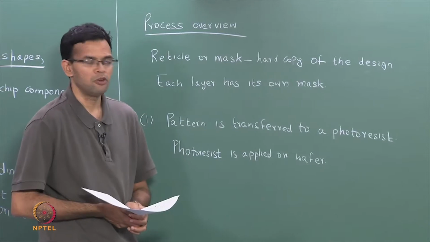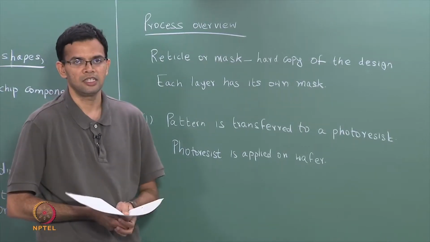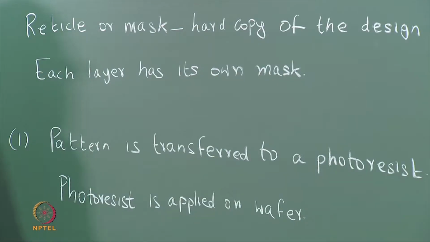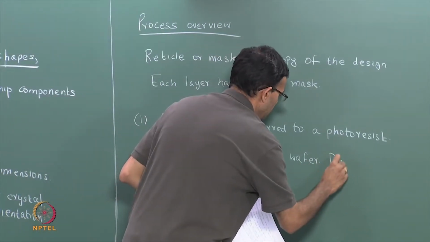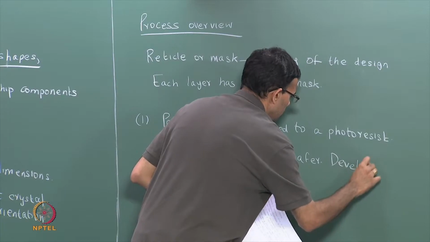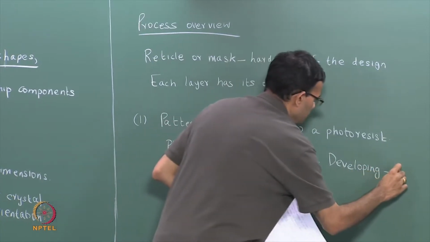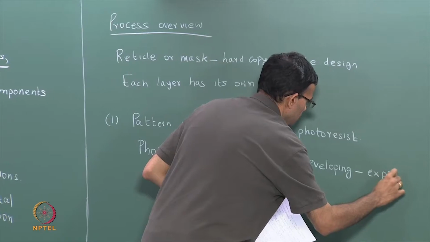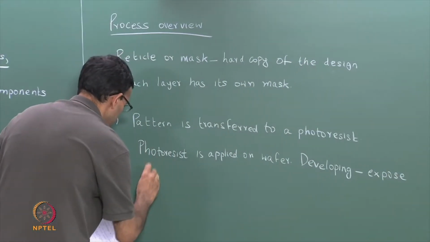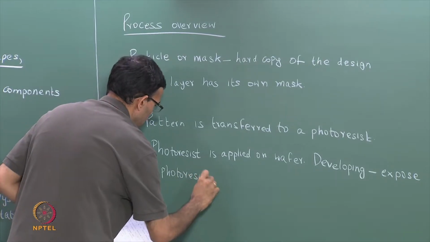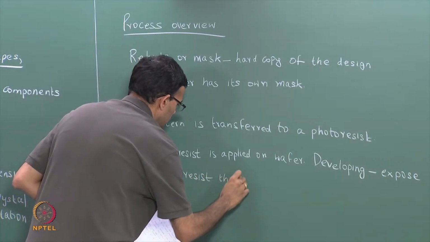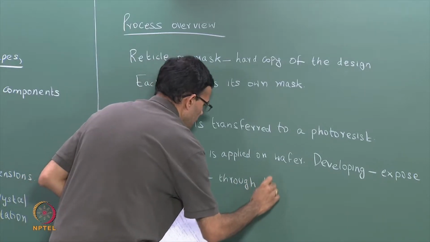As I mentioned before, a photoresist is a light sensitive material. So by using light, selective portions of the photoresist are exposed and this changes its properties. So this process is called developing. So you expose the photoresist through the mask.